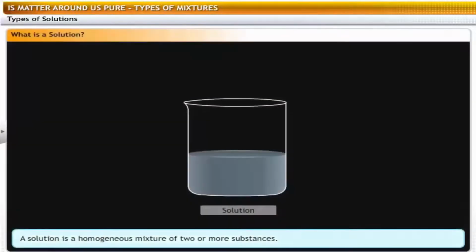A solution is a homogeneous mixture of 2 or more substances, which means that the density, viscosity, and other physical properties are the same in any part of the solution. For example, a salt solution tastes the same throughout. A solution has a solvent and a solute as its components.